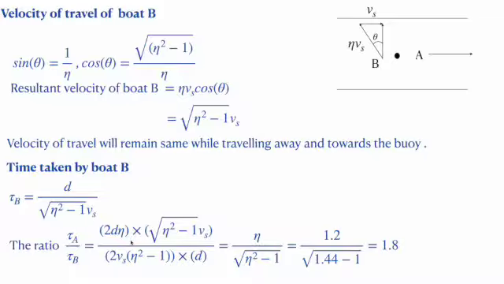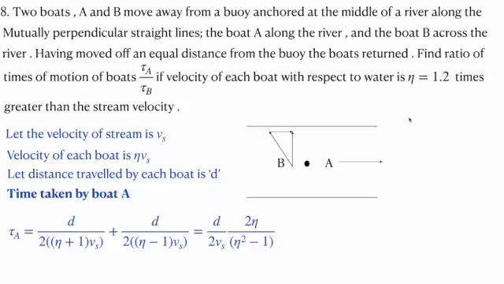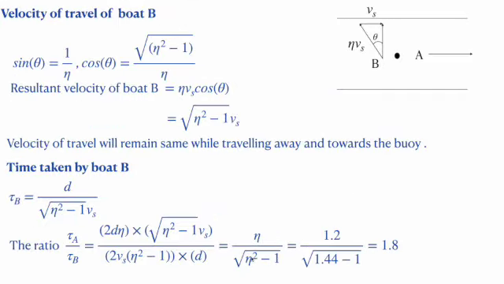If we put these values, we will get the ratio as η divided by square root of (η square minus 1). The value of η is 1.2. If we put the value of η as 1.2, we will get 1.2 divided by square root of (1.44 minus 1), and on simplification we will get the ratio as 1.8.